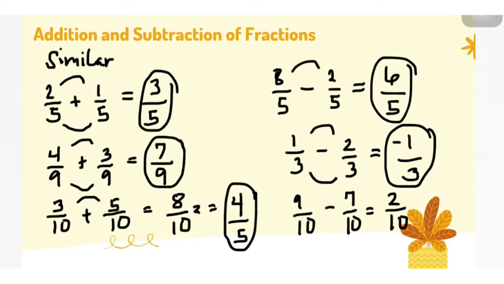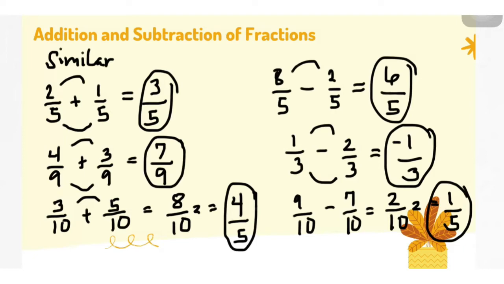Ngayon, si 2/10, pwede pa natin siyang i-simplify. So, pwede pa tayong mag-divide kay 2/10 ng 2. So, 2 divided by 2 will give you 1, and 10 divided by 2 will give you 5. Okay, so eto, nakasimplify na siya. Therefore, eto na yung final answer natin. Sana naintindihan yung addition and subtraction of similar fraction. Paano naman kapag magkaiba sila ng denominator?